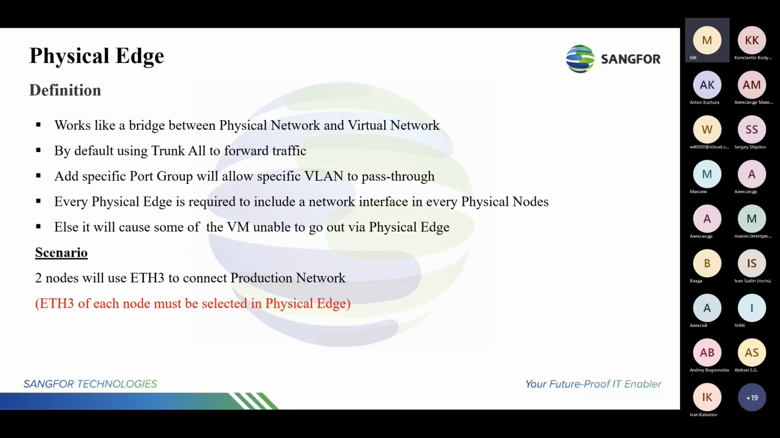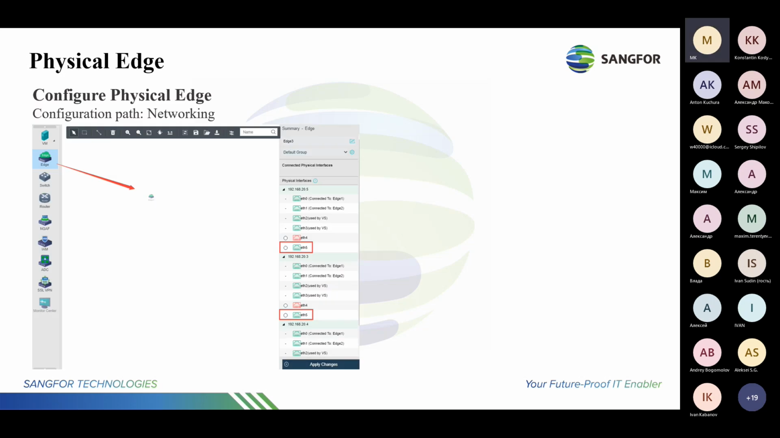Now on the edge, we go further. Physical edge, as I mentioned multiple times, is responsible for the VM in and out traffic, which is this icon.